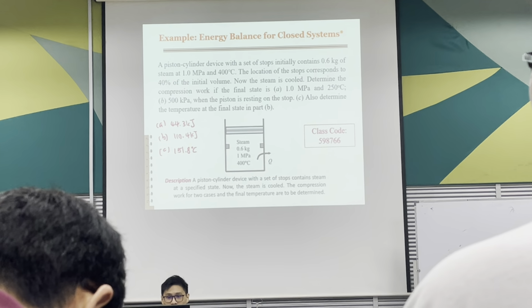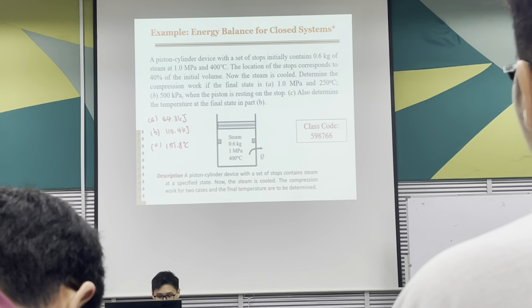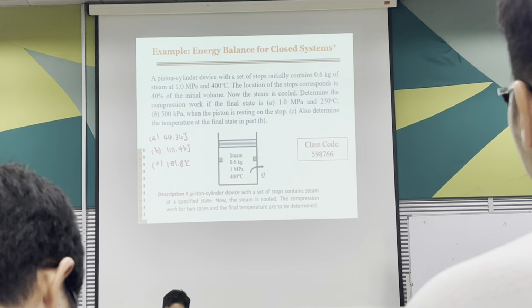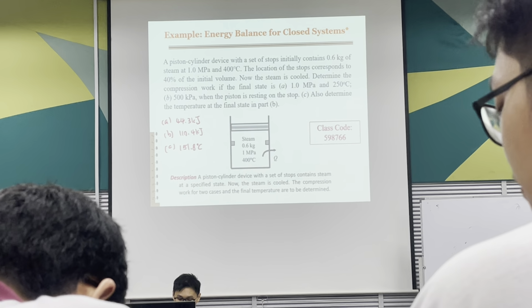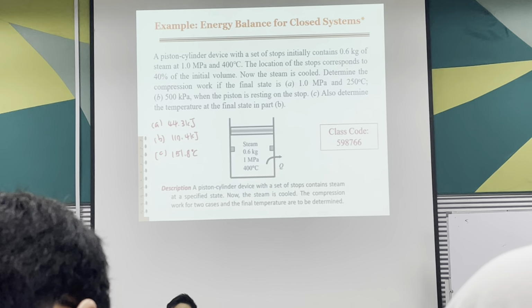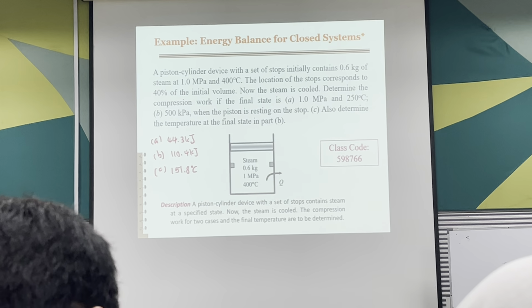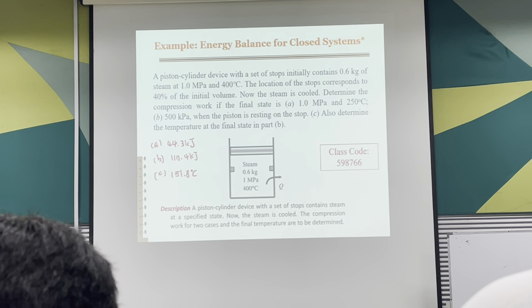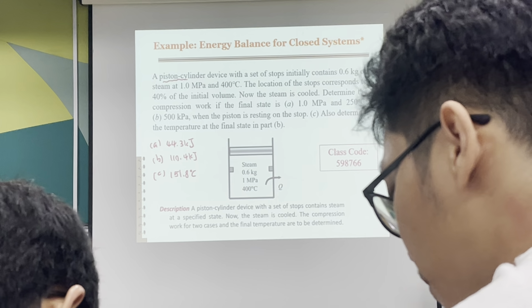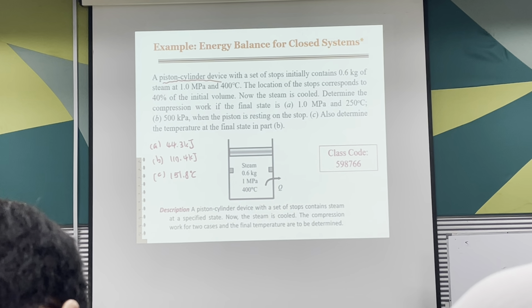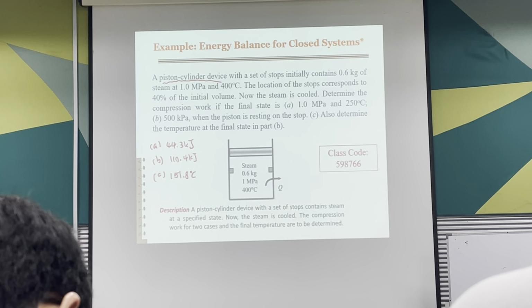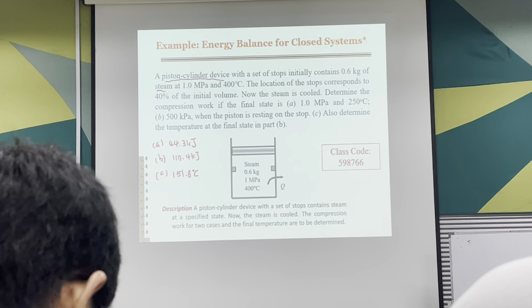400 degrees Celsius. Okay, so of course, when you're solving this type of question, I mentioned, first thing you need to identify what kind of system. Of course, for now you have only learned closed systems, so obviously this is going to be a closed system. So this will be the clue to closed system. Piston cylinder device is a closed system.